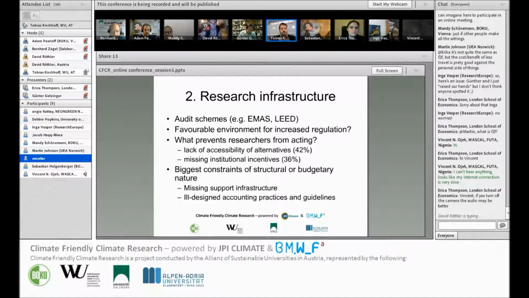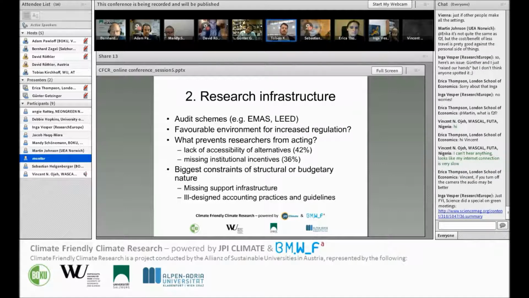In very general terms, and this will be a theme I'm going to come back to all along the session, the biggest constraints in institutions are of structural and budgetary nature. It's mostly about missing support infrastructures in the different fields, but also about ill-designed accounting practices and guidelines that are a consequence of our social, political, and economic paradigm.